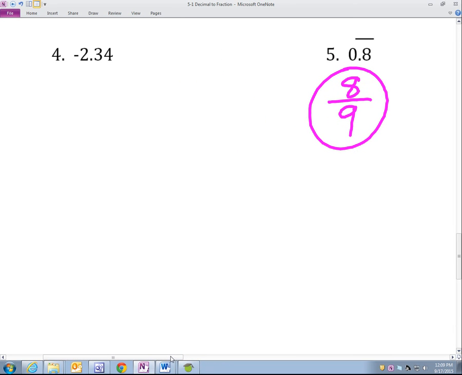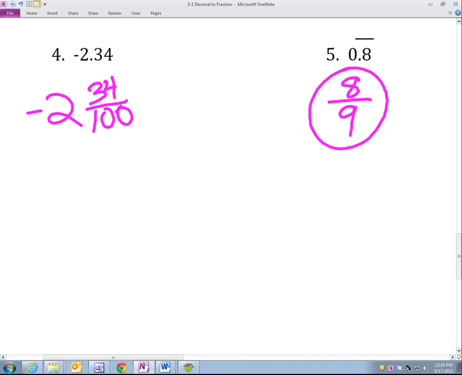So once again, we have 8 over 9 because 8 is repeating in the tenths place. Then we have negative 2.34. It's negative, so right away I know that I can pull out my whole number. Then I'm going to do 34 over tenths, hundredths, thousandths. Hundredths, yes. 34/100. I need to reduce that for sure.